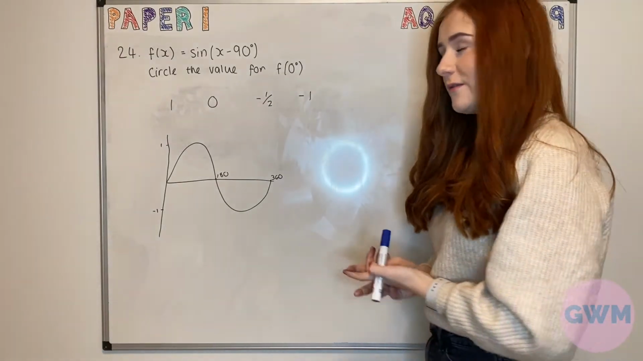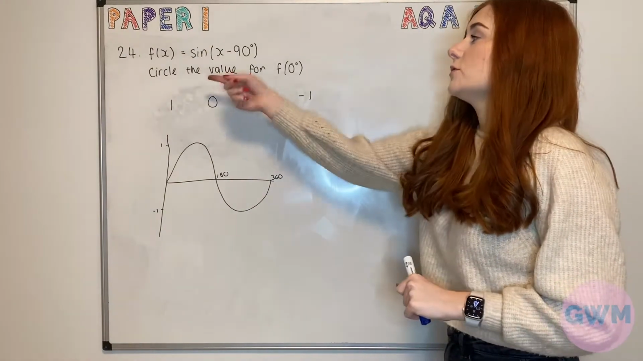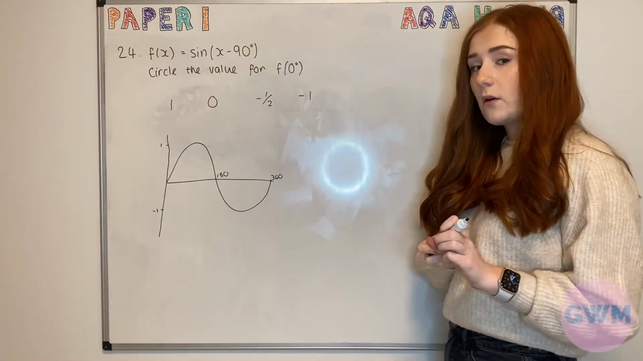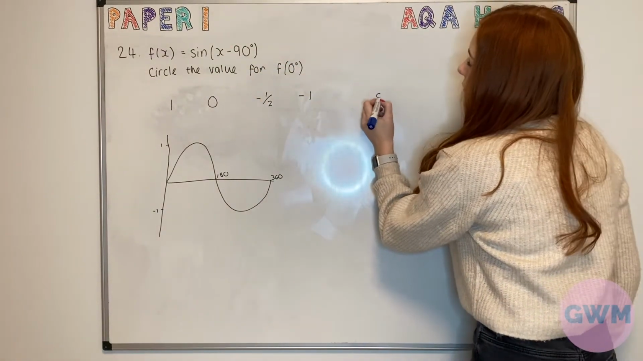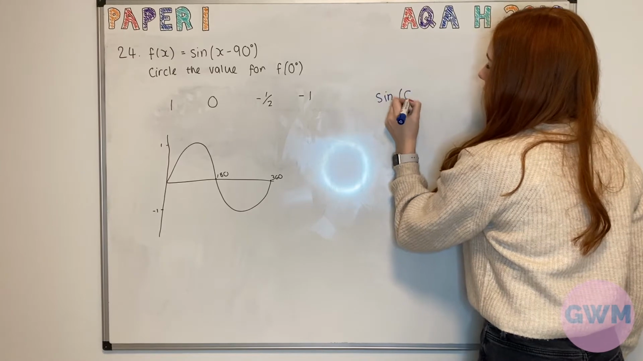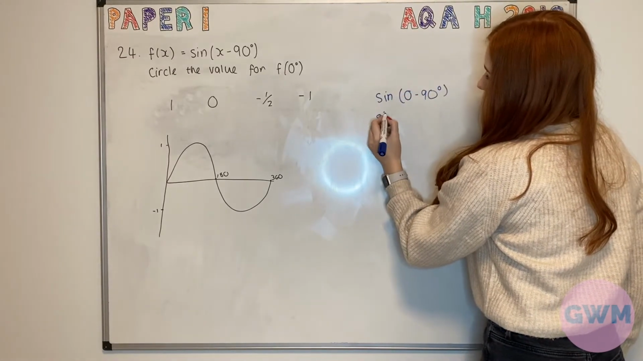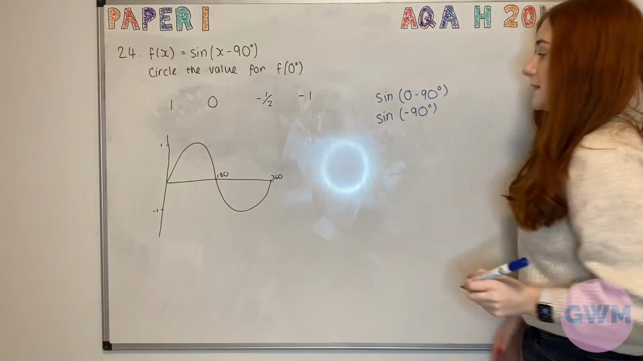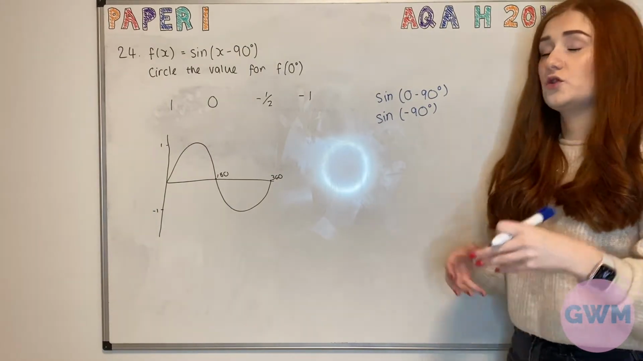Okay, we're on question 24 now, and f(x) equals sin(x) minus 90. It wants us to circle the value for f of 0. So f of 0 means that x in this case is 0. So if we cancel out 0, minus 90, it wants to know what the value of sine of minus 90 is. A lot of the common things, sine of 90, all those kinds of things, you should know off the top of your head.